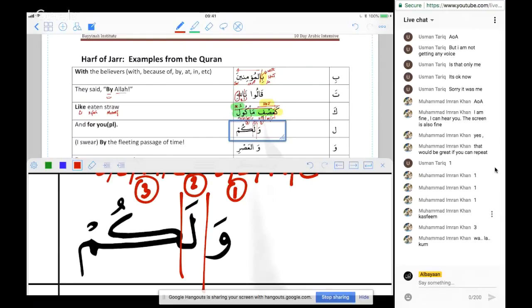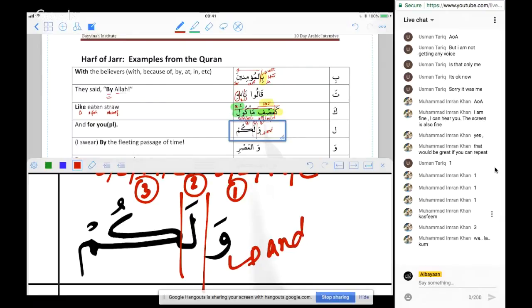That means oath. Ba, tha, kaf, lam, wow. The way I know this is, if it was a harf of jar, it should have an ism in jar right after it, because of the relationship. Does it have an ism after it? No, it has another harf after it. That tells me this va is a connector. It's a connector vowel, and it's an "and".